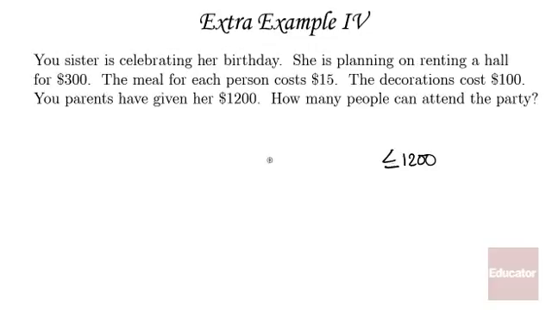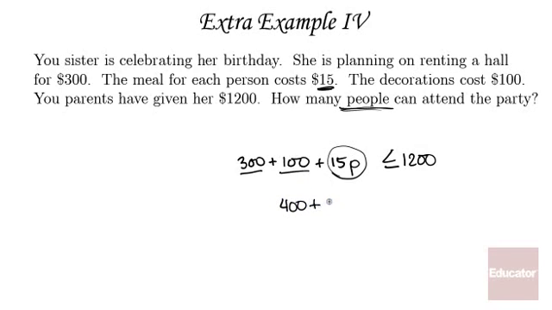She's already spent $300 for the hall. She's spending $100 for the decorations, and she knows that each meal costs $15 per person. We don't know how many people, so that's P for people, and $15 for each person. That amount is changing. The amount for the hall and the amount for the decorations don't change, but the amount for the meals is going to change. So 300 plus 100 is 400.